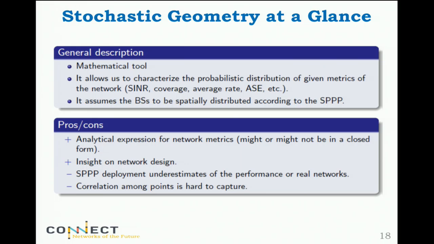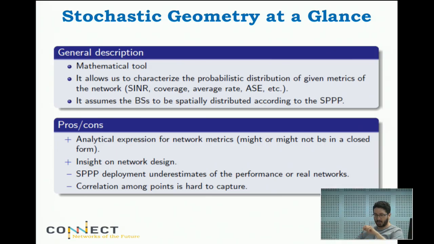Again, recalling stochastic geometry in one or two minutes. We saw it is a mathematical tool. It comes from geometry. It is a version of geometry which has stochasticity, right? So you don't have things like an absolute distance, but everything is probabilistic in that sense. And the same with the position of points. So it is a random version of geometry, if you want.